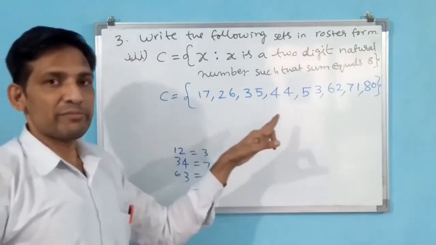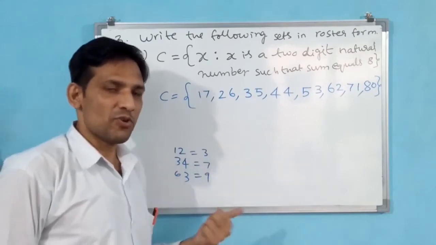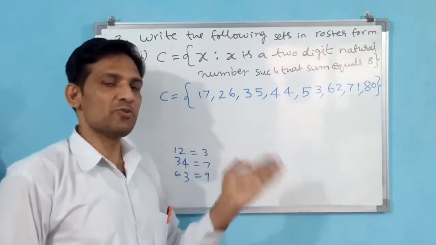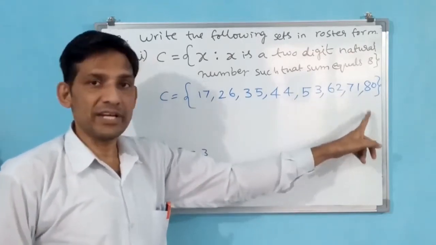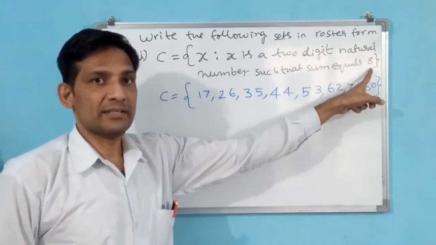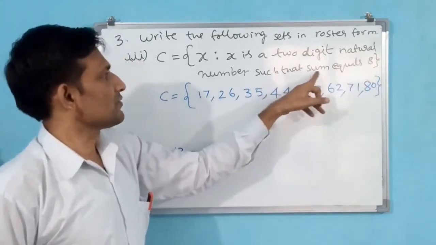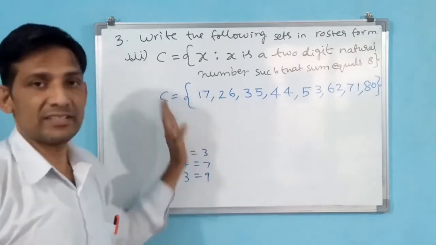Why? Because a natural number may not start with 0 but can end with 0. 0 is not there in natural numbers: 1, 2, 3, 10, 20, 30. Then you have to take 80 also. If you add 8 plus 0, it is going to become 8. Sum equals 8. This is the answer for this question.